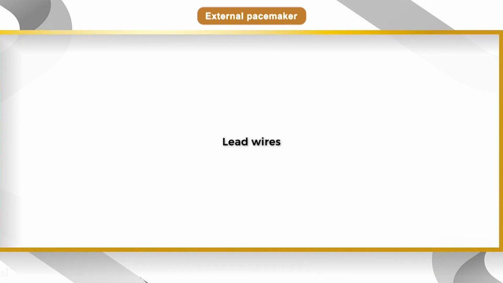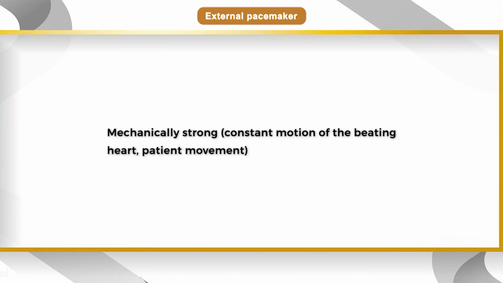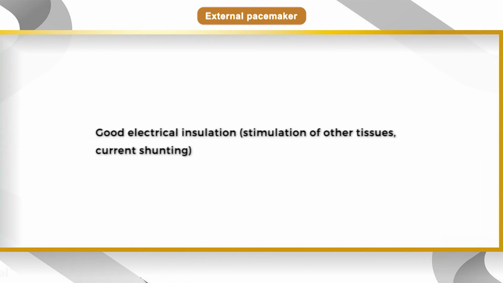The properties of lead wires. In the pacemaker we use lead wire. The quality of the lead wire is very essential. It must be a good electric conductor, mechanically strong against constant motion of the beating heart and patient movement, with good electric insulation, avoiding stimulation of other tissue and current shunting. Interwoven helical coils of spring wire molded in silicone rubber are used for this.